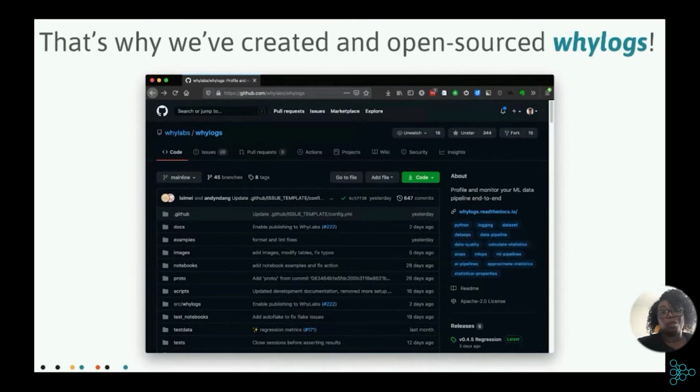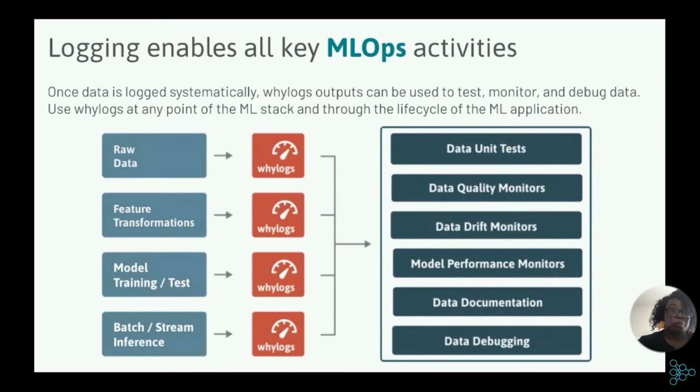WhyLogs is purpose built for machine learning and data, and it's open sourced by our team at WhyLabs. It's lightweight, portable, configurable, and mergeable, and we'll talk about the benefit of that. It produces data logs for both batch and streaming data workloads. I'll share a link a little bit later so you can go check it out for yourself, but it's on GitHub, so you could Google it as well. WhyLogs is already making the lives of AI practitioners all over the world much easier. It's available in Python, Java, and Scala under an Apache 2.0 license. So let's talk a bit about how it works and where it can go.